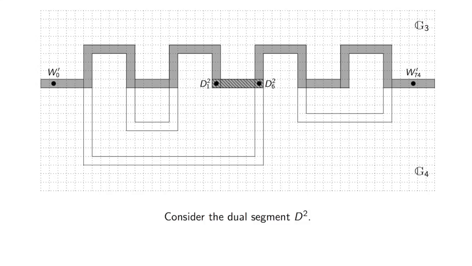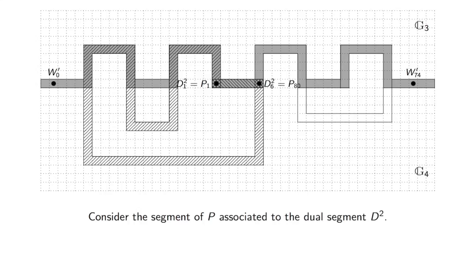Here W' is in gray, the path P is in white and the dual segment D2 is hatched. We remind that the path P is a subgraph of G4, then the interiors of the different dual segments are subgraphs of G4. Now we consider the dual segment D2. This dual segment is a segment of the window W'. Consider the basic segment of P associated to the dual segment D2. In our example, this is the segment of P from index 1 to index 80.